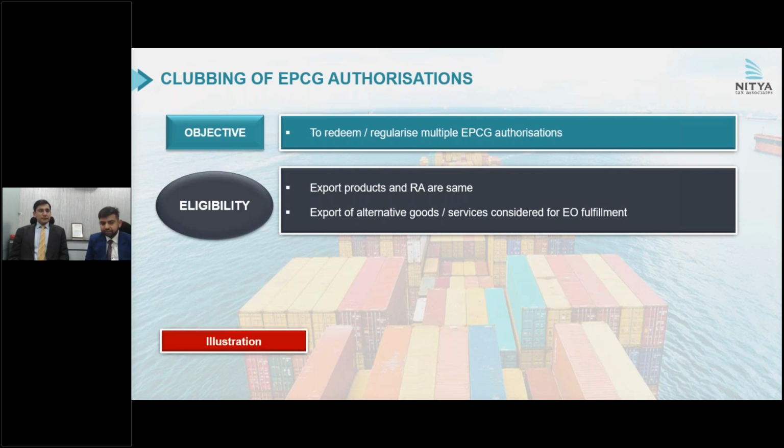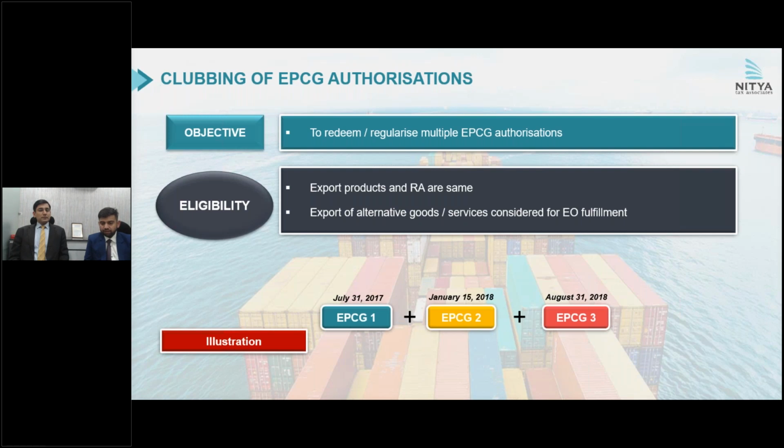Okay, so let us understand the same with an example. Suppose your EPCG 1, you have procured a machinery on July 31, 17. Second EPCG machinery you procured under the EPCG scheme on January 15, 18. Third EPCG license you have on August 31st, 18. All these three dates are dates of EPCG authorizations.